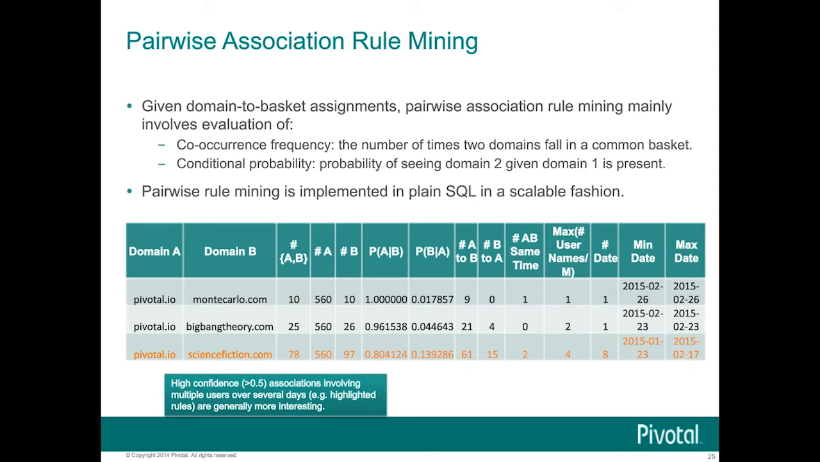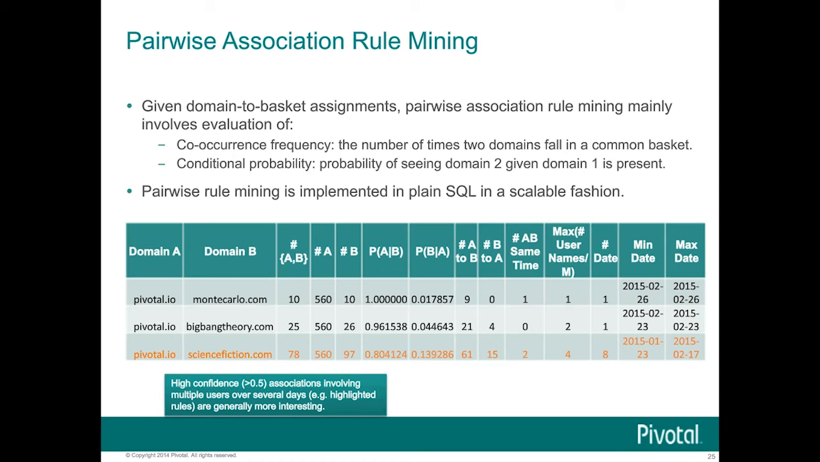Also, we can calculate the user column, which says the number of users in which these two domains occur. In the example, it is 4 users who have these two domains co-occurring with each other. And the other columns show you the maximum and the minimum date on which this kind of pattern appears.